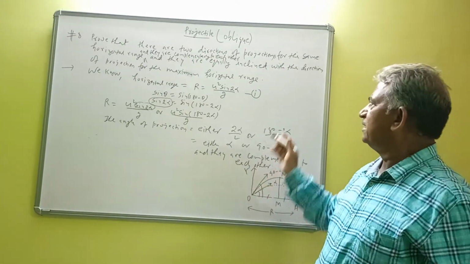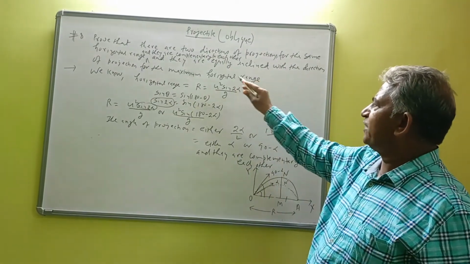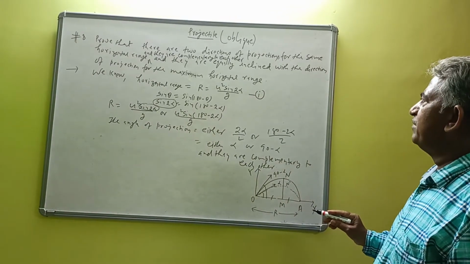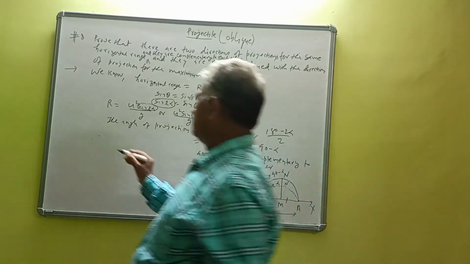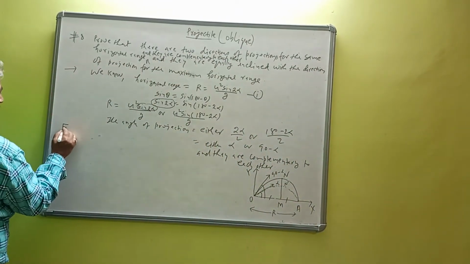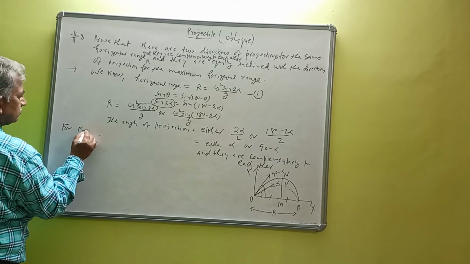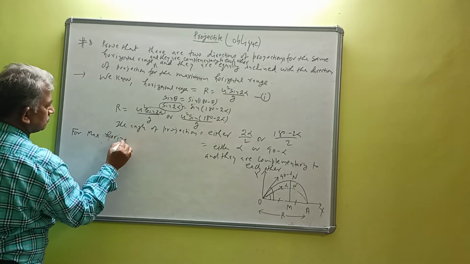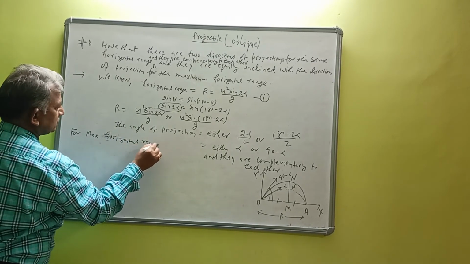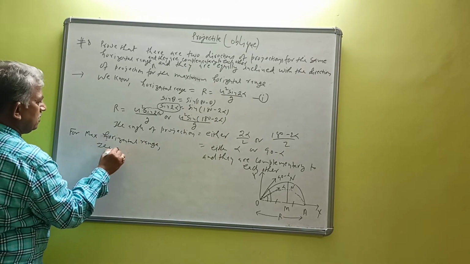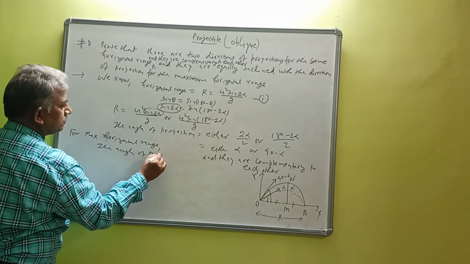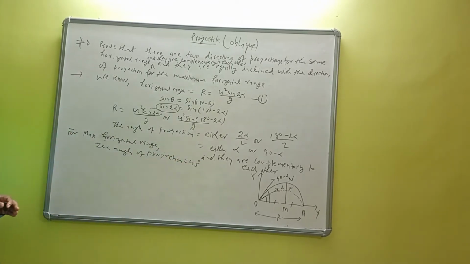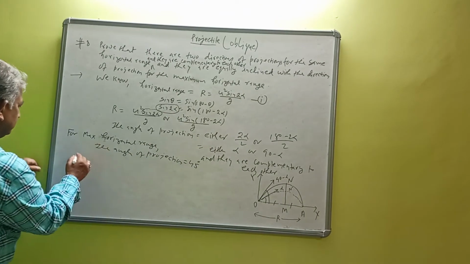Okay, then next, here we have to prove the second part: they are equally inclined with the direction of projection for the maximum horizontal range. So we know that for maximum horizontal range, the angle of projection is equal to 45 degrees. Already I explained. So we will make the diagram.